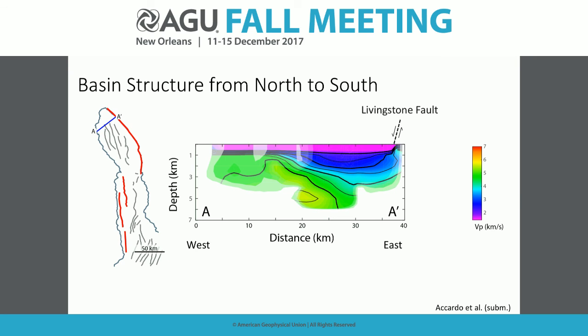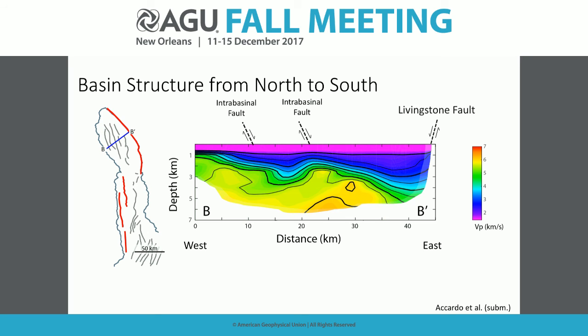And so now I'm going to step through different slices through this model. Again, I'm going to show the location of the slice on the left, along with the border fault trace and intrabasin fault traces. And so right now we're sitting in the north. We have the Livingston Fault to our right here, and you see a very thick pile of sediments against it, very little sediment on the west-hand side of the basin.